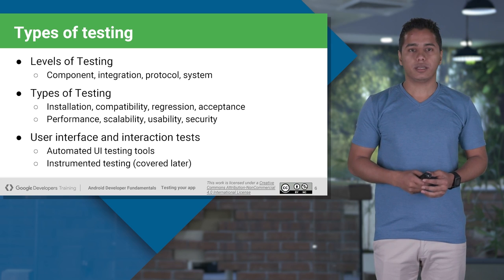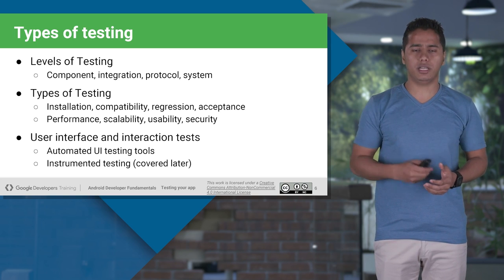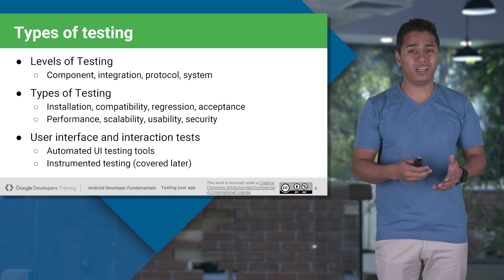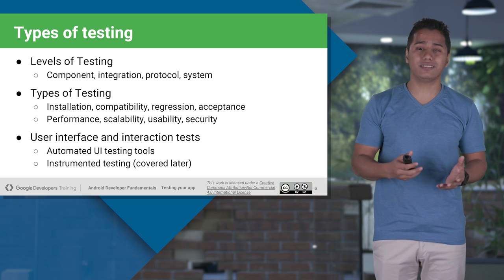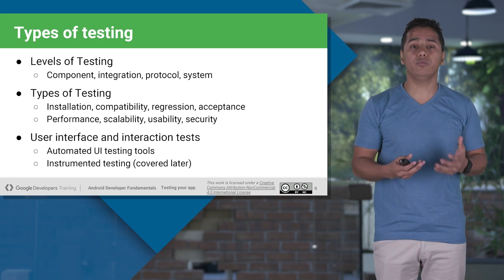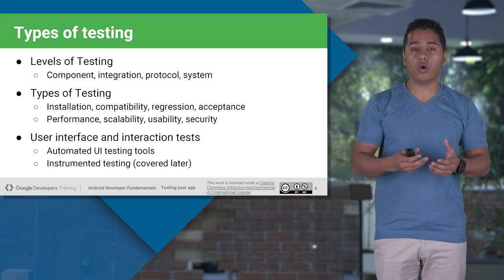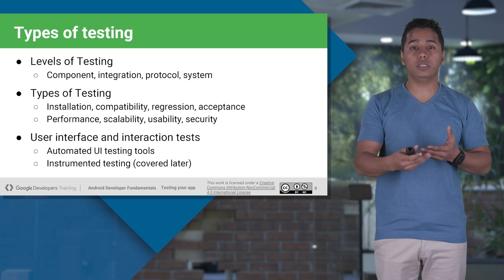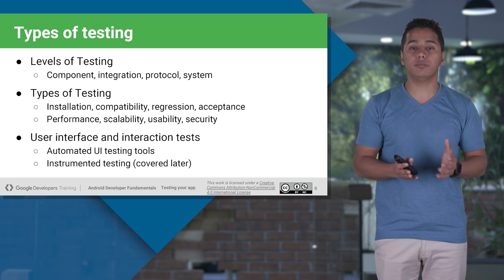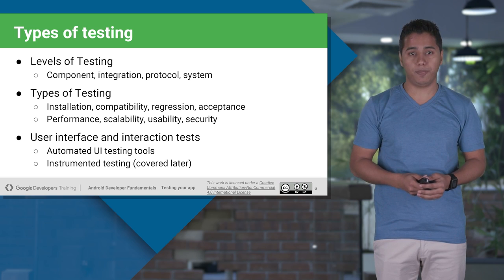Types of testing. When we talk about types of testing, there are levels of testing also, known as component testing, integration testing, protocol, and system testing. In component, we test component-wise. In integration, we put it as a whole. Protocol testing is related to the protocol we define, and system is testing the whole system itself.